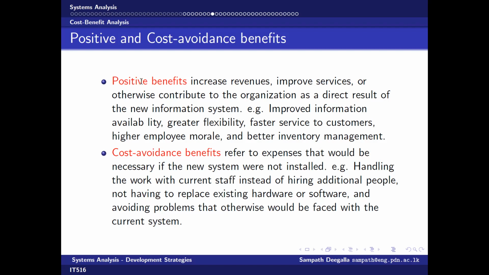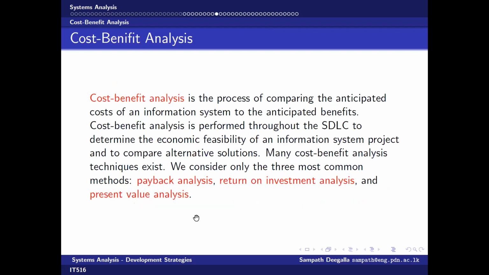Now, the next one is called cost avoidance benefits. These are expenses that would be necessary if the new system were not installed. Handling the work with current staff instead of hiring additional people, not having to replace existing hardware, and avoiding problems that would otherwise be faced with the current system. So these are called cost avoidance benefits.